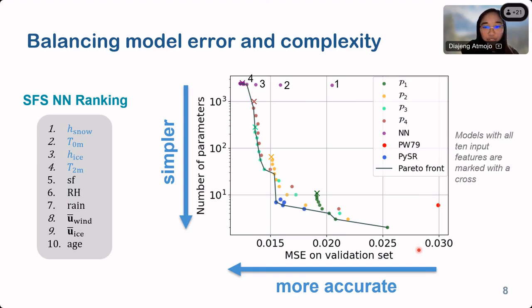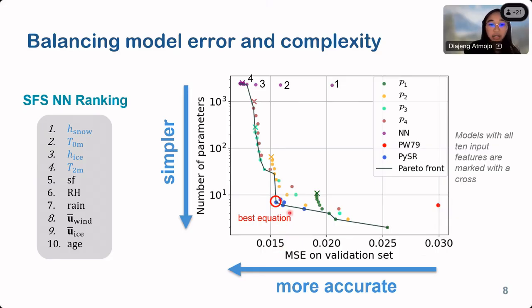Actually, I forgot the most important thing: the current parametrization performs quite a bit worse compared to the other models that we have developed in this pipeline. All other models way outperform the current parametrization. And last but not least, you also see that the Python equations lie around here, which means that they excel in balancing model error and complexity. The best equation also outperforms the current parametrization by reducing the MSE by about a half.